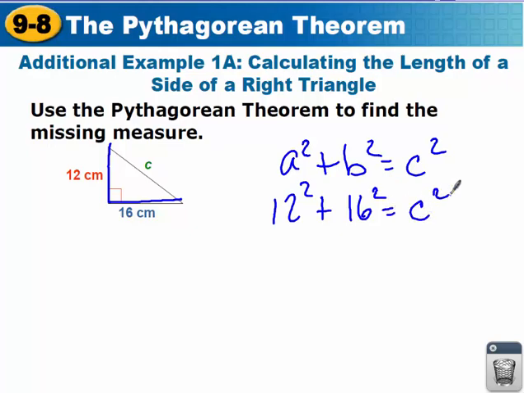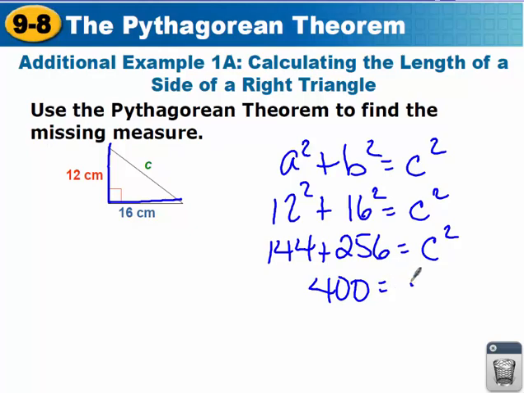Now we just do our math. So we take our calculator and we do 12 squared, and we get 144. Then we do 16 squared, and we get 256. And that's equal to c squared. What the Pythagorean theorem says is that if I take the square of the first leg and add it to the square of the second leg, I will get the sum of what c squared is. So if I add those together, I get 400.